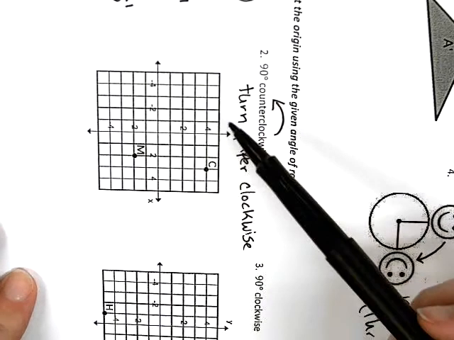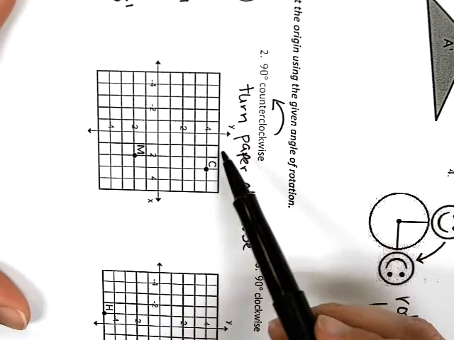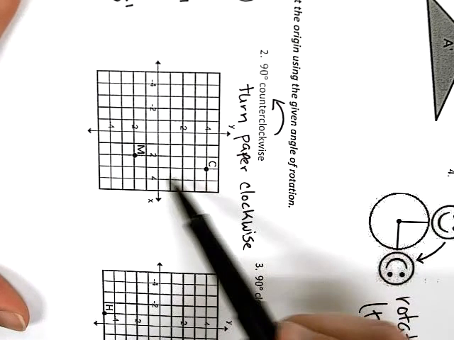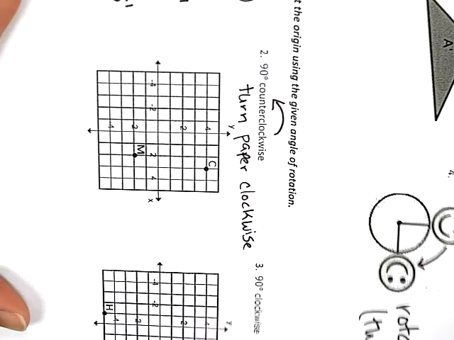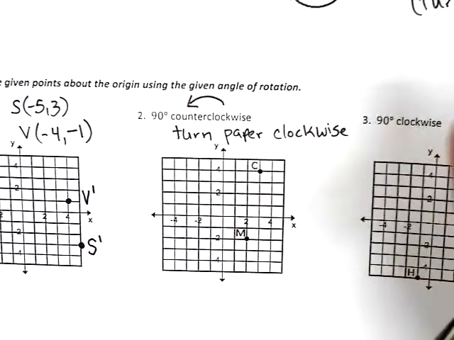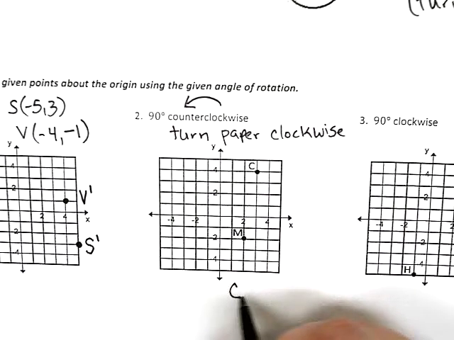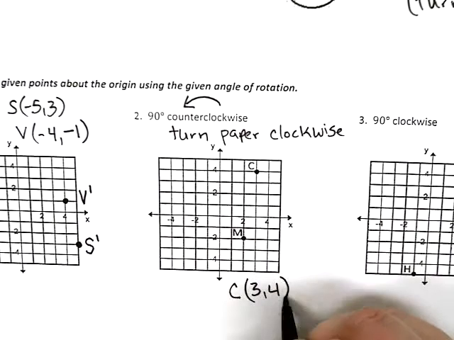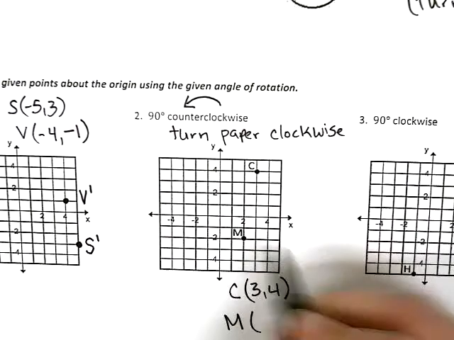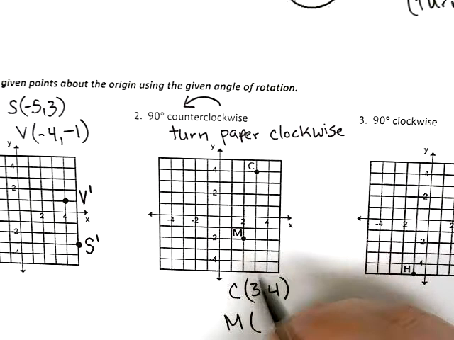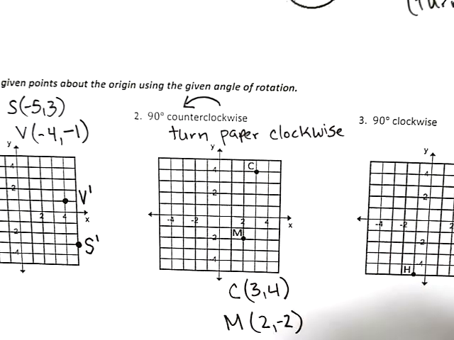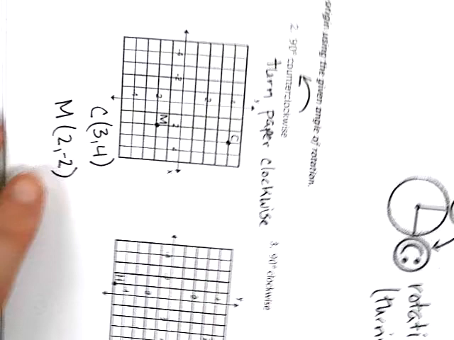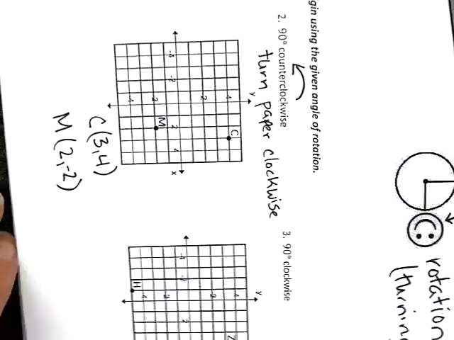All right, so point C was originally at 3, 4. Let's actually go back. Sorry guys, I kind of forgot about that part. Let's figure out what these points are. C is at the point 3, 4. And M is the point 2, -2. Okay, now let's turn our paper clockwise. Sorry about that confusion there for a second.